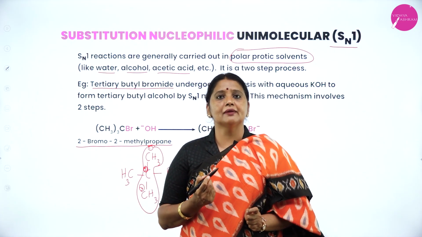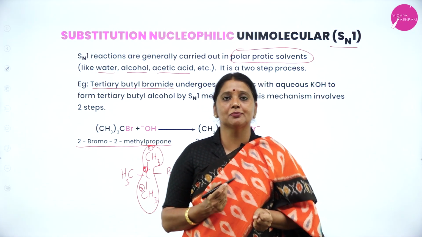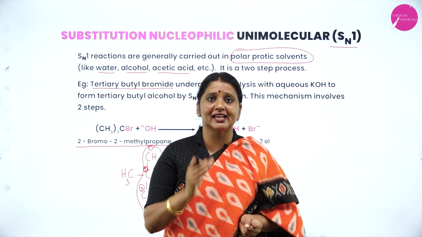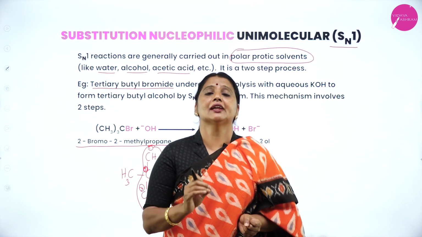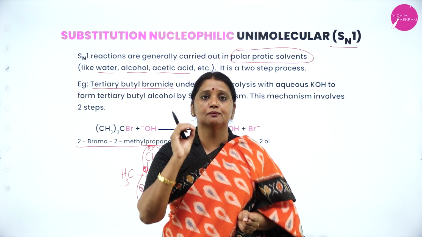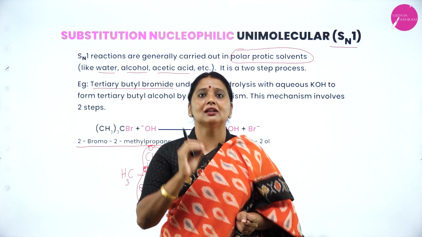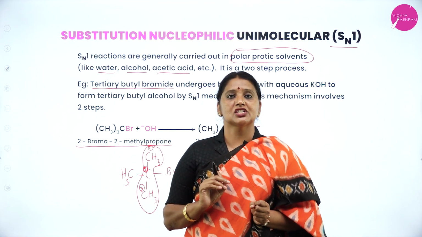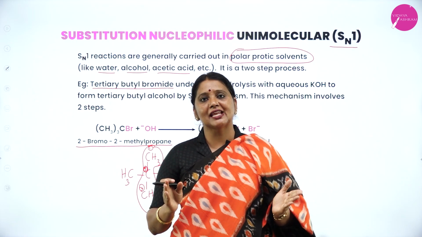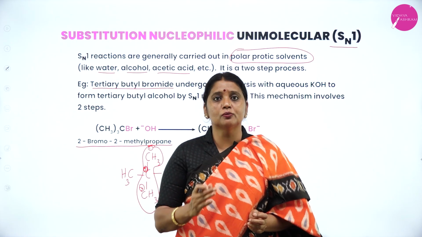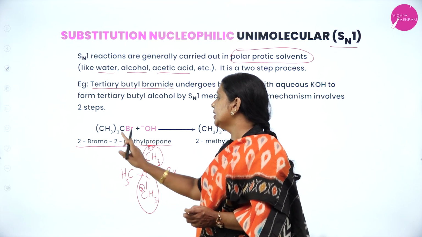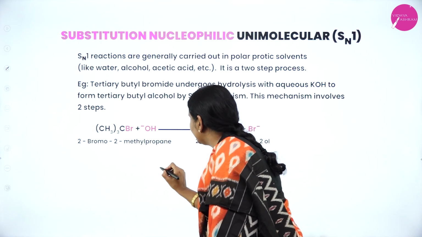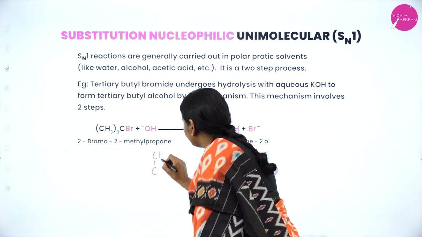So, what is the trivial name? Which one am I taking as an example to explain SN1 mechanism? Tertiary alkyl halide, that is tertiary butyl bromide. What is the IUPAC name of tertiary butyl bromide? The IUPAC name is 2-bromo-2-methylpropane.